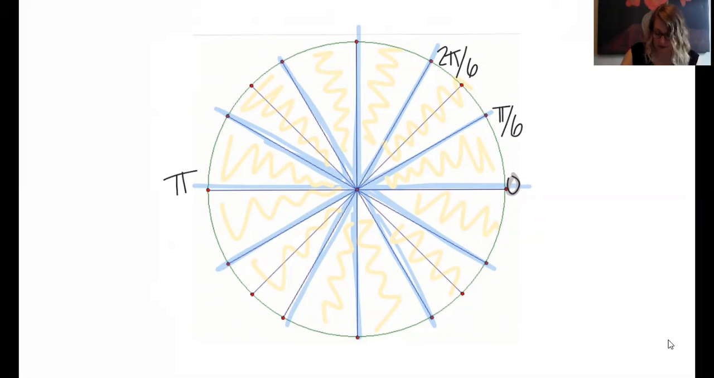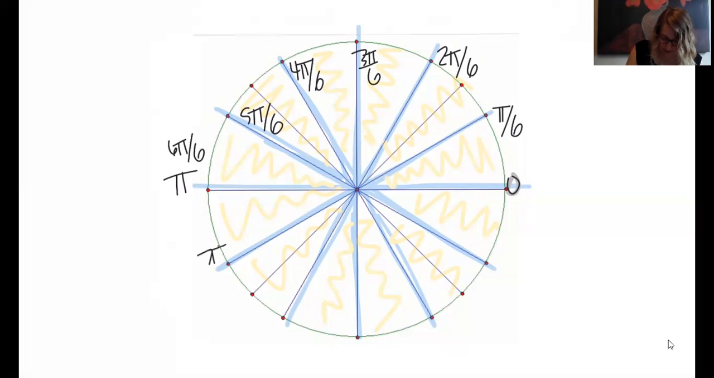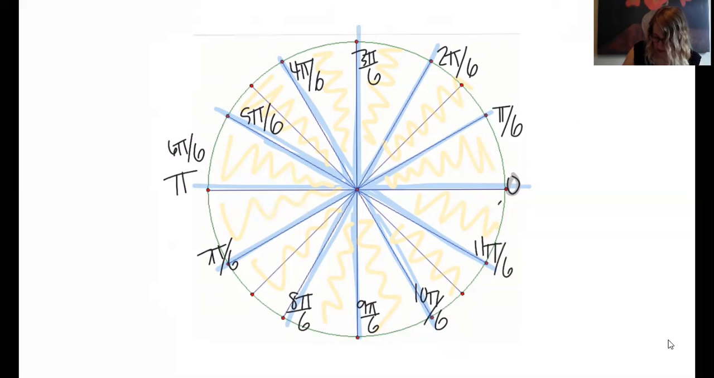Pi over 6, 2 pi over 6, 3 pi over 6, 4 pi over 6, 5 pi over 6, 6 pi over 6, same thing as pi, 7 pi over 6, 8 pi over 6, 9 pi over 6, 10 pi over 6, 11 pi over 6, and 12 pi over 6. Now notice a lot of these can reduce. So obviously 12 pi over 6 is the same thing as 2 pi, because 12 divided by 6 is 2.